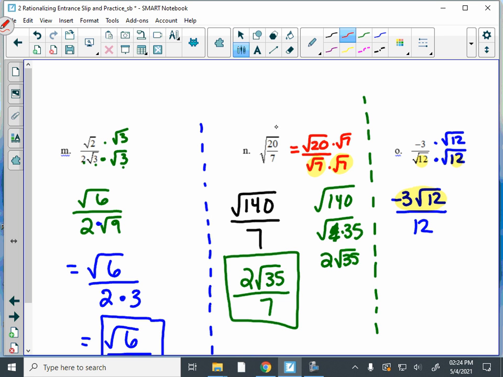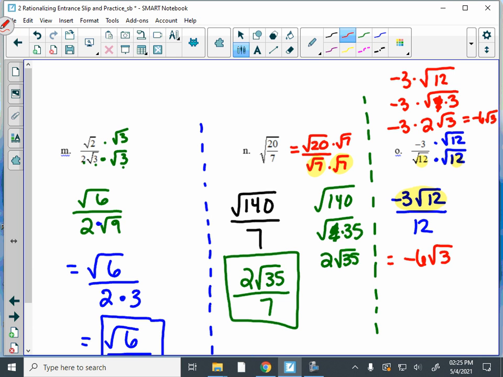So off to the side, I have negative 3 times radical 12. The largest perfect square that can go into 12 is 4, and it can go in 3 times. So I'll write this a little bit bigger, over here up top. The square root of 4 is 2, and I'm left with a radical 3. Negative 3 times 2 is negative 6. Tack on the radical, and my new numerator is now negative 6 radical 3 all over 12.